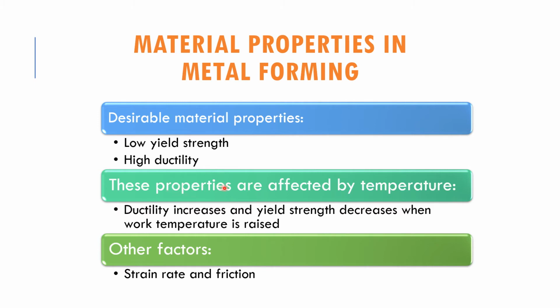Okay, so this process is usually affected by the temperature. These properties we can change using the temperature, where the ductility will increase and yield strength will decrease when the temperature is raised. Other factors will be strain rate and also friction.